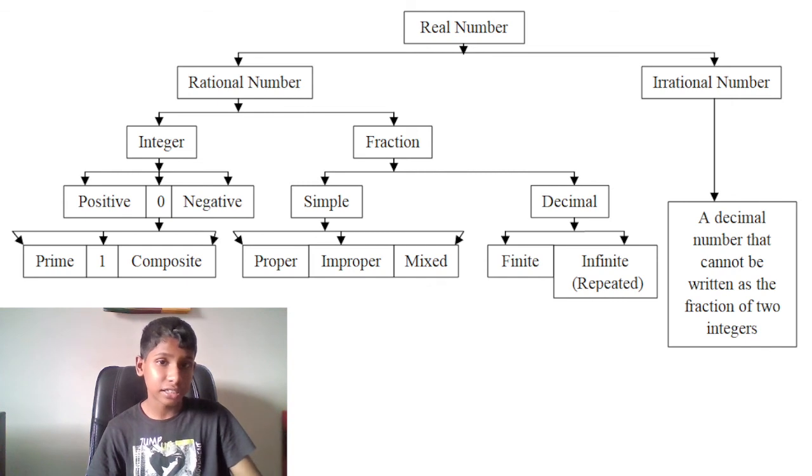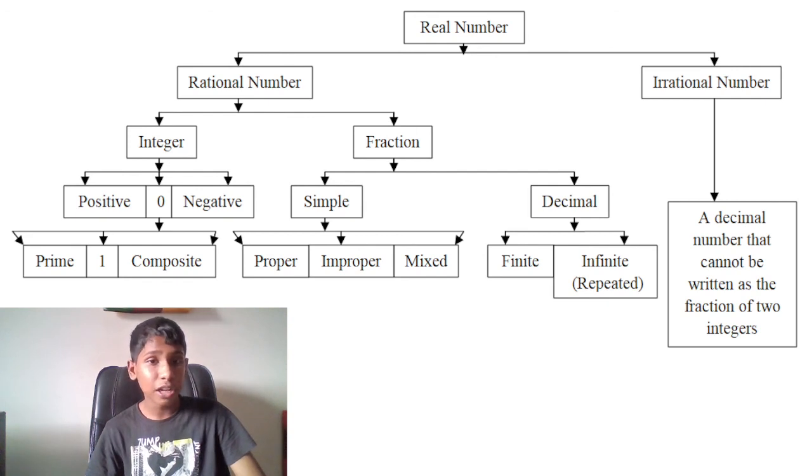Like 0.23232323. This is another infinite decimal fraction because it's following a pattern: 2 3, then again 2 3, then again 2 3, like that. So when they follow a pattern, when the same numbers are repeated, it's an infinite decimal fraction, not an irrational number. But when the decimal digits are not repeated, they do not follow a pattern, then it's an irrational number.